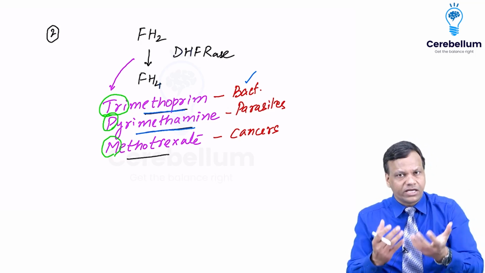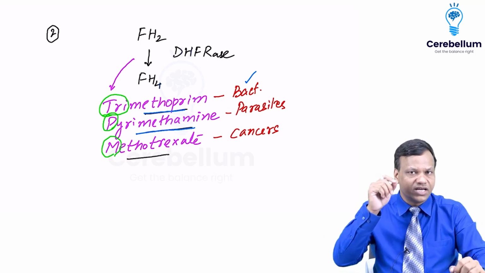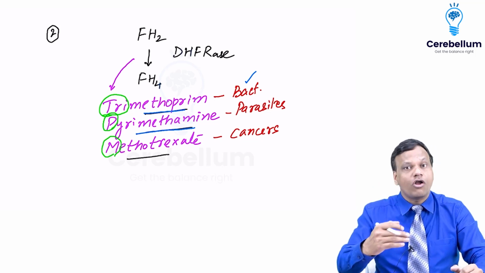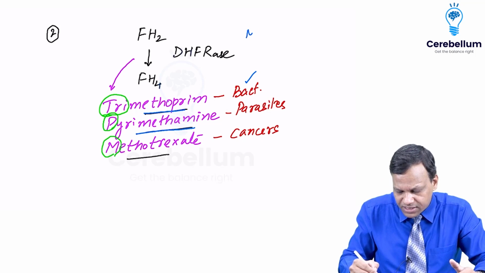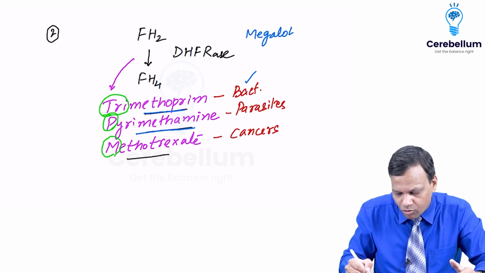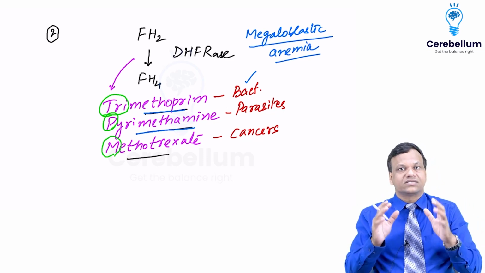So a little bit of inhibition can be occurring in all species. So if they inhibit in humans, what is the side effect of all of these drugs? Yes, they inhibit folic acid metabolism. So all of these are involved in causing megaloblastic anemia. All of them can cause megaloblastic anemia as a side effect.